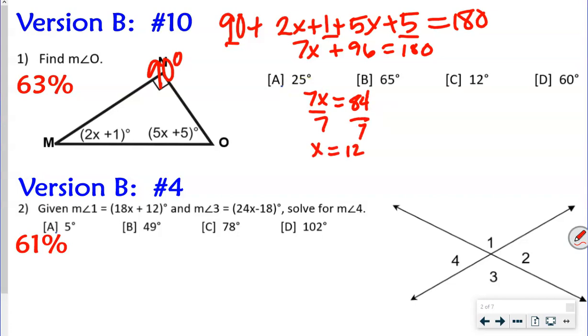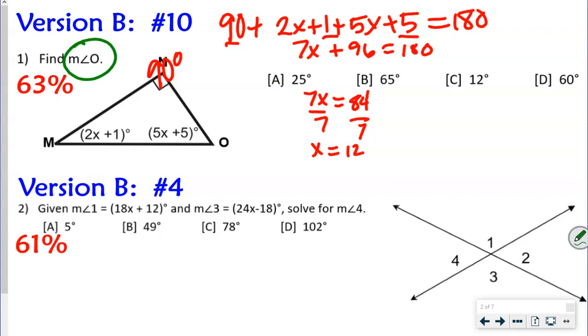Now, that is not what the question's asking us for. And notice that was one of our answers. C was one of our answers, that 12, but that's not the answer to this question. So we need to plug that back in to find the measure of the angle. Okay, so that's really key, guys. It's not asking us to find x, it's asking us to find the measure of the angle.